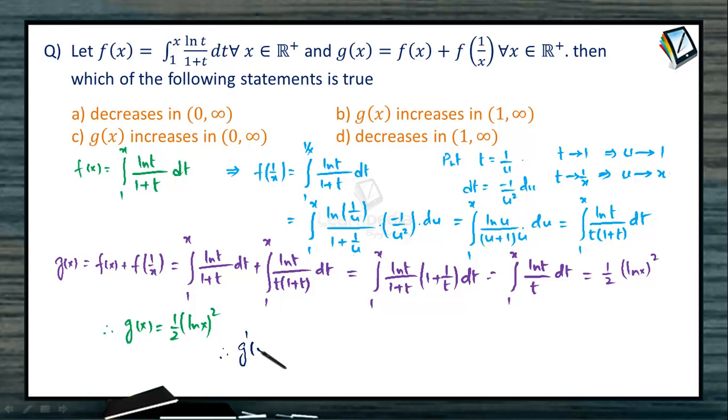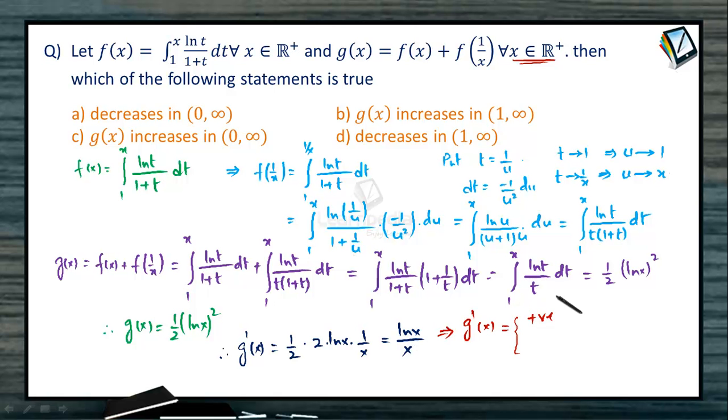So what is g dash x now? G dash x would become 1 by 2 into 2 times ln x into 1 by x, that is nothing but ln x by x. Now, when will g dash x be greater than 0 and when will g dash x be less than 0? If you observe, the sign of g dash x is positive if ln x is positive, as the denominator x is always positive as x belongs to R plus. Therefore, this positiveness would depend on ln x being positive.